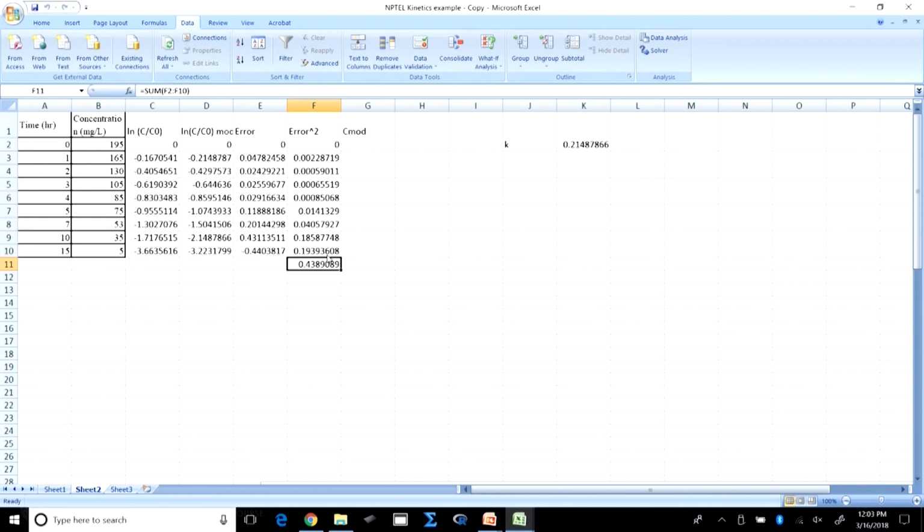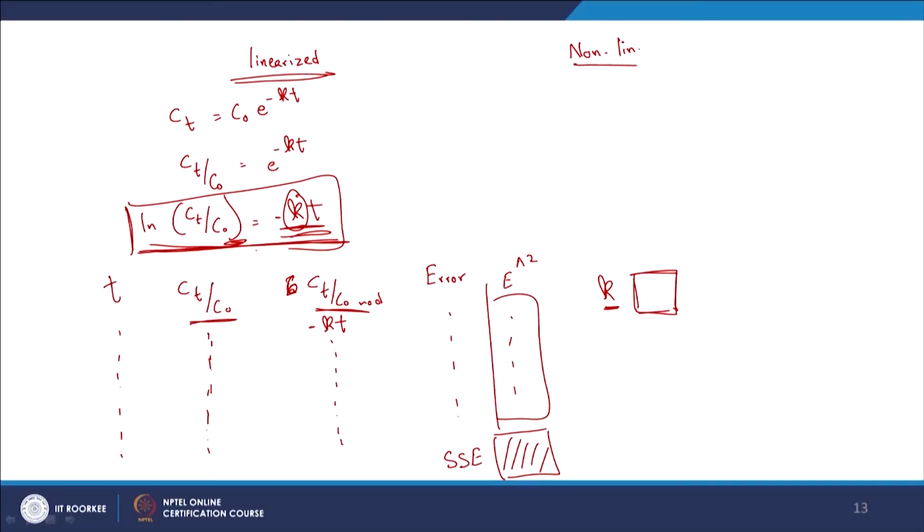that the error has decreased, right? And so now you see that we started out with a value of k of around 0.29, but looks like the value that would best fit the given data would be 0.21, right? So let's just write that down here before we move on. So from linearized, we have a value of k to be 0.21.